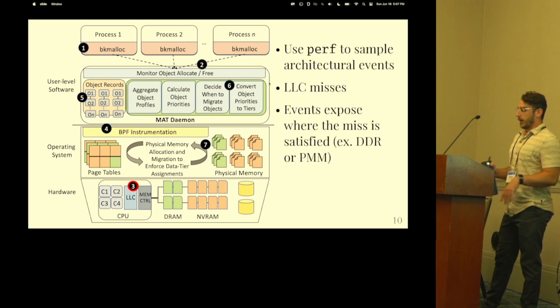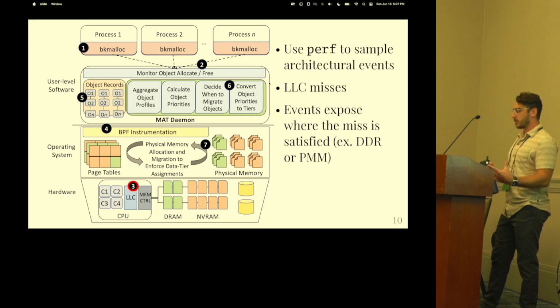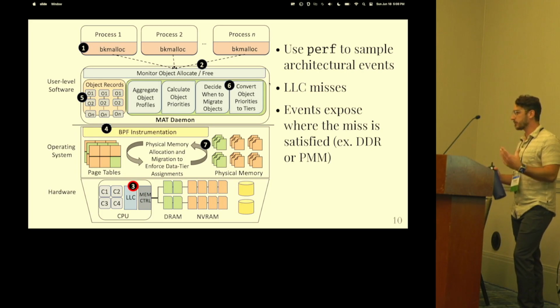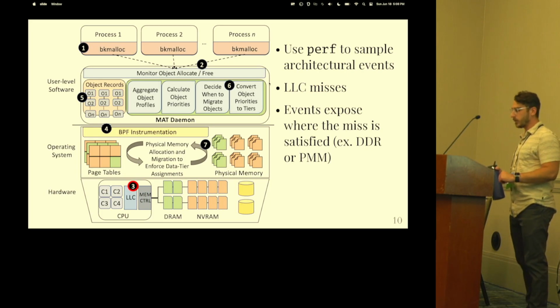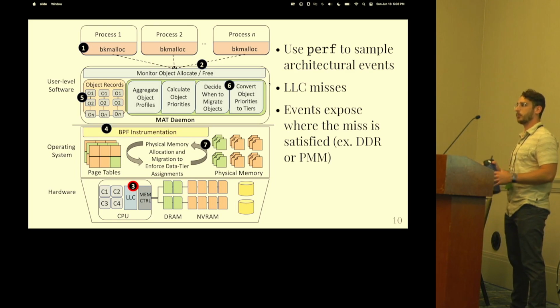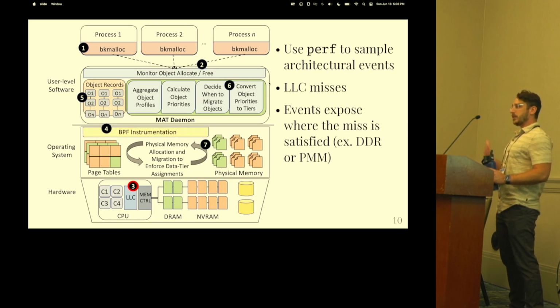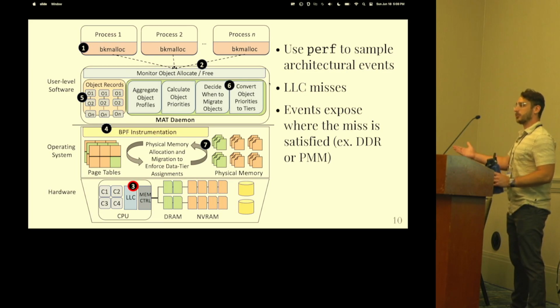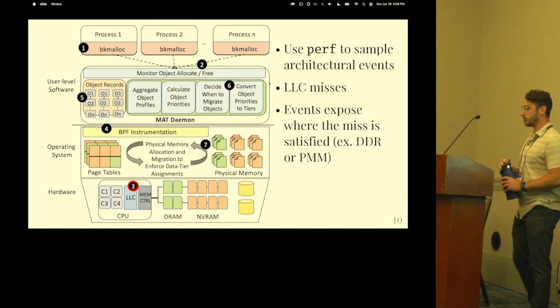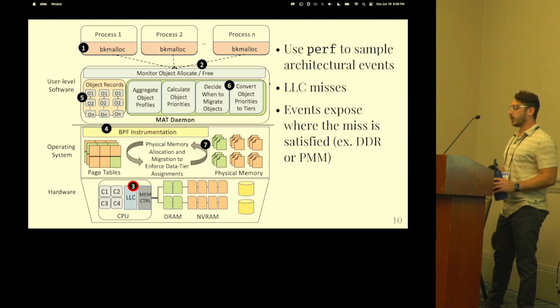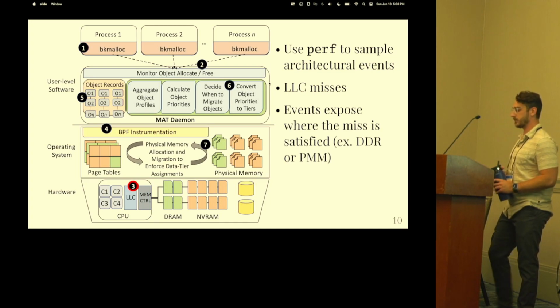So at the CPU level, right, the application is using this memory and it's accessing these objects, and we use perf to sample these architectural events. We capture LLC misses, and why do we do that? Well, we want to know when these objects are being accessed on an actual memory device like DDR and PMM, the Optane that we used. And we want to know where these accesses were satisfied, right? Did they actually go to DDR or was it in the other device?